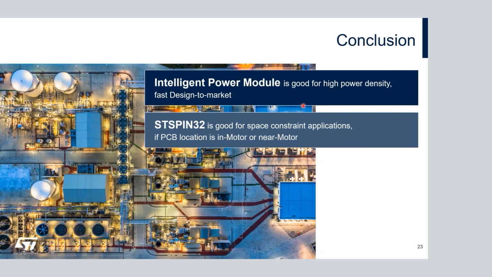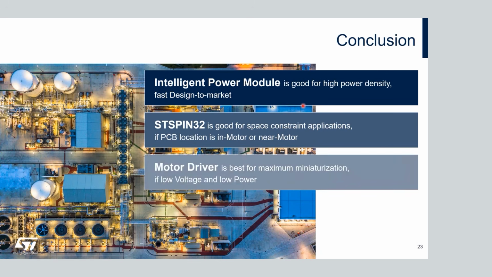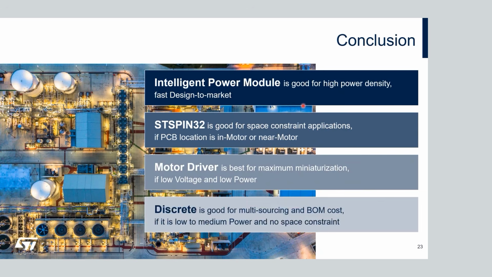That is very good with the ST-SPIN32 approach. The motor driver is best for the maximum miniaturization of, for instance, valve applications, because they are low voltage and low power. The discrete is good for all approaches where you want multi-sourcing and to be very flexible, and you want to reduce the BOM cost. So that's one reason why discrete is still very popular, and it's for medium to medium power, and if you have no space constraint. So that's the point.